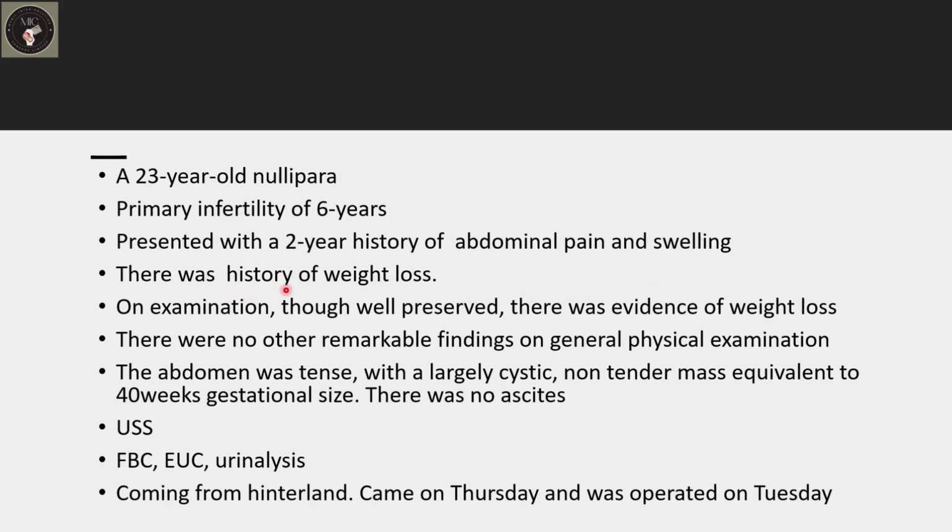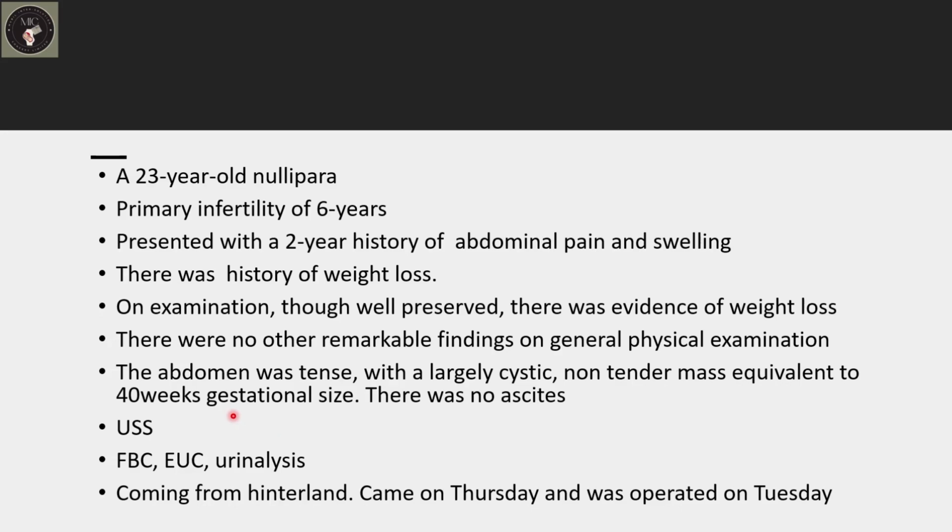She also volunteered a history of weight loss. On examination, though well preserved, there was evidence of weight loss. There were no other remarkable findings on general physical examination. On abdominal examination, the abdomen was tense with a largely cystic, non-tender mass which was equivalent to 40 weeks gestational size, and there was no ascites.